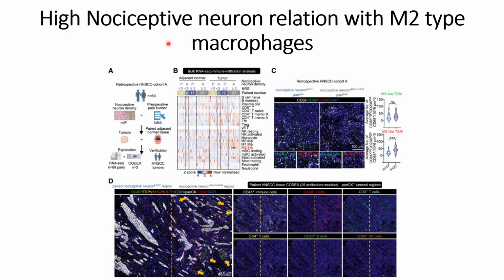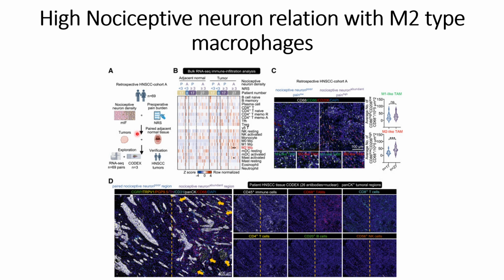type macrophages. So, they started their studies with analyzing the patients who are affected with head and neck squamous cell carcinoma. And what they did is they first analyzed the multiple immunofluorescence of the patient's tissues and compared them with the numeric rating system of the preoperative pain burden. And they were able to find a positive correlation: patients who have high nociceptive neuron, which they validated using biomarkers, have a high pain burden.